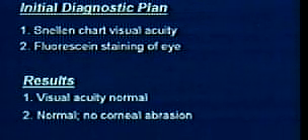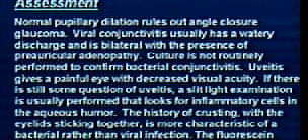Now, if you look at your results, we find that the visual acuity is normal and that the fluorescein staining of the eye was also normal. You saw no corneal abrasion. So, how do we assess this? Well, first of all, once I find out that my pupillary dilatation is normal, then I can pretty much rule out glaucoma. If I had a viral conjunctivitis, usually that's a watery discharge, and it's usually a bilateral discharge. And you may also see that the patient may have some preauricular adenopathy.